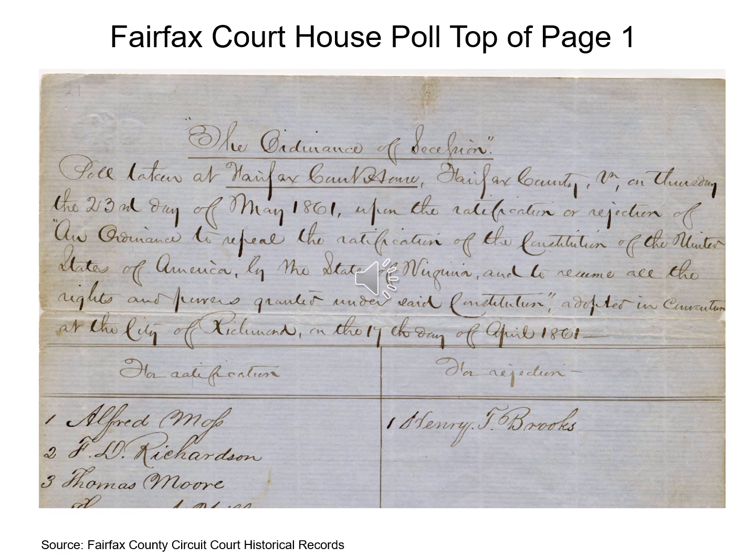On the right, in the for rejection column, you see the name Henry T. Brooks. Dissenter Henry T. Brooks became county clerk for Fairfax when it was under Union occupation. The Union only wanted people loyal to them to be in positions of responsibility.